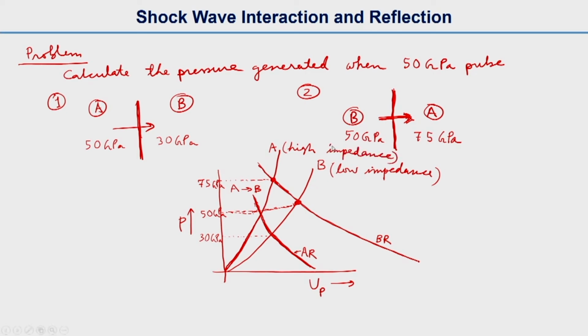So in the same figure, we can show both the transmissions from medium A to B and B to A. So now I think it is clear from this problem. Then we will talk about superposition of two waves, that is, interaction of two waves.